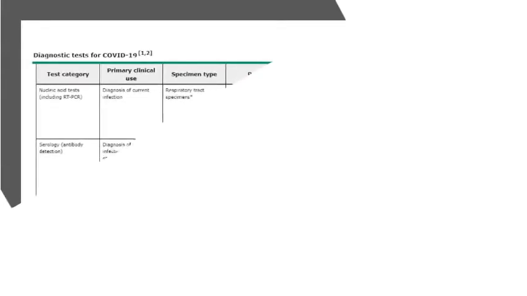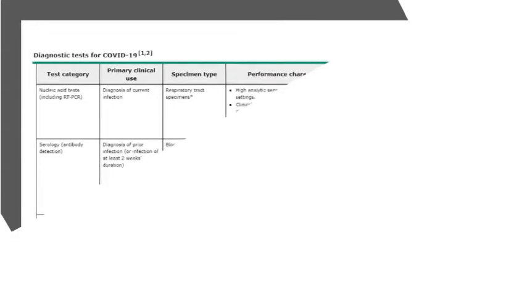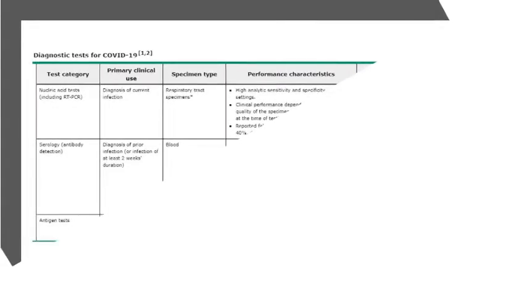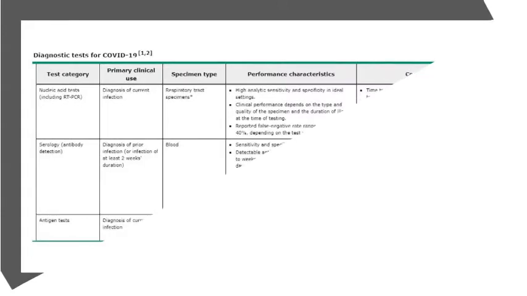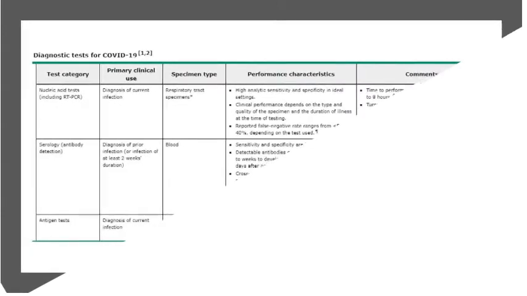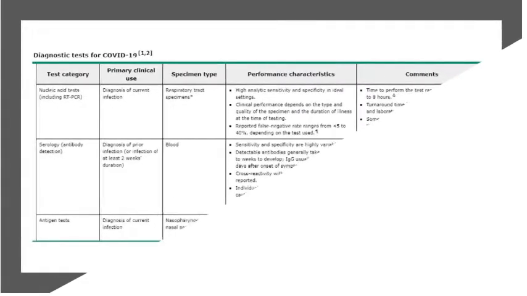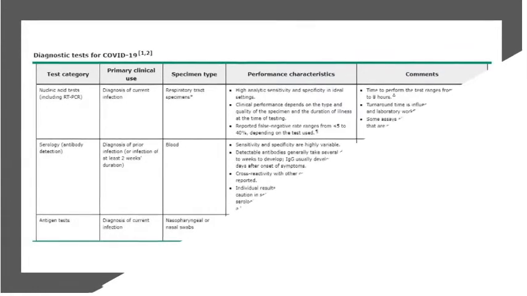Another test is antibody detection. Antibody detection can't tell about current infection, but it tells us if we got the infection previously or not. There is also another test, which is the antigen test, and the data about it are limited.